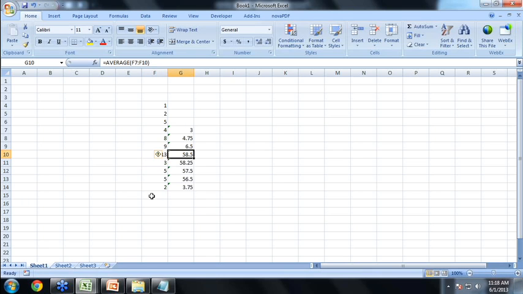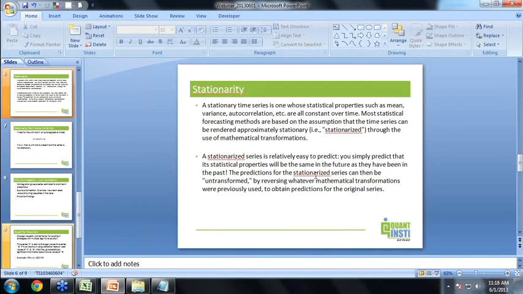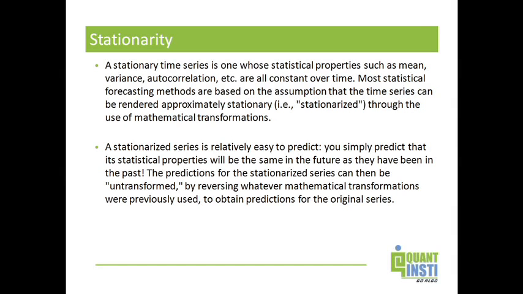So like mean or variance is stationary, right? That is why we say that a stationarized series is easier to predict, and since you can predict the statistical properties, it becomes easier for you to predict the future values of the time series as well.